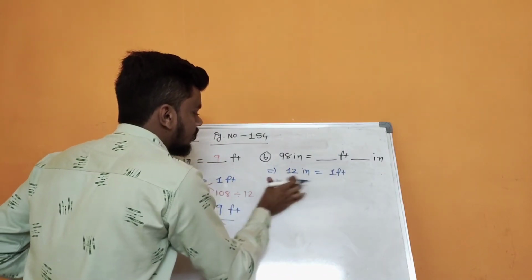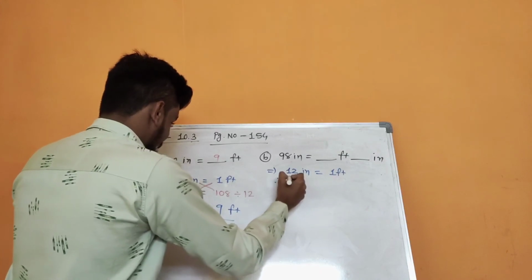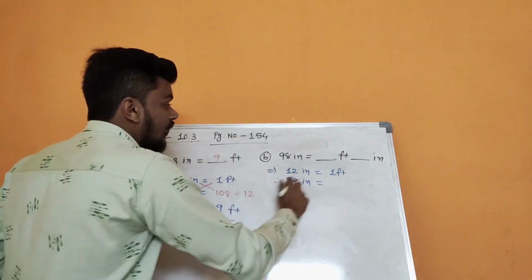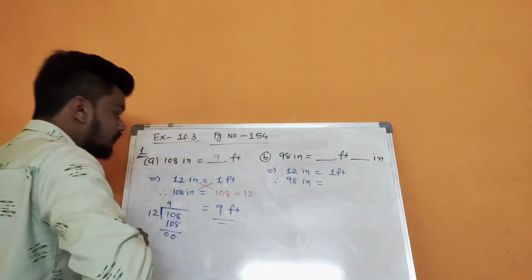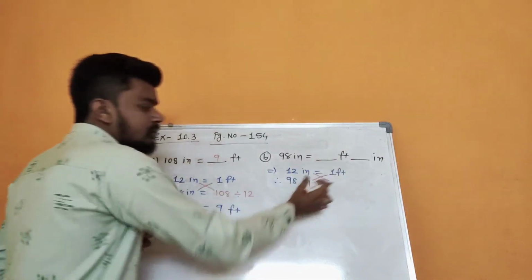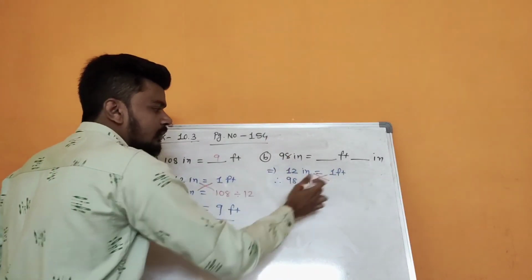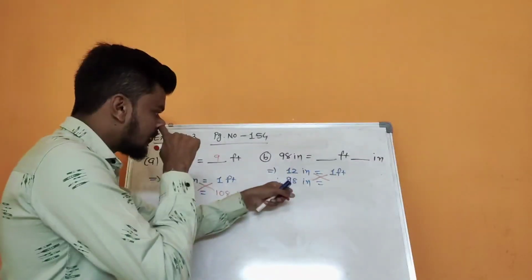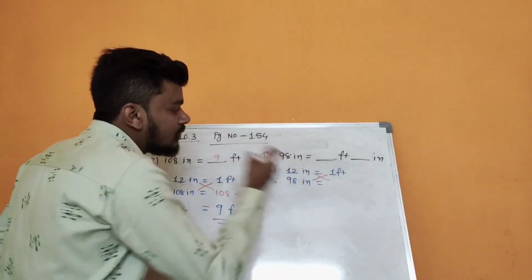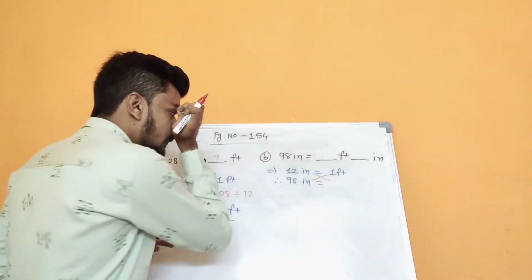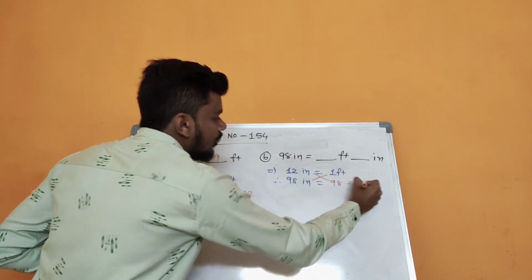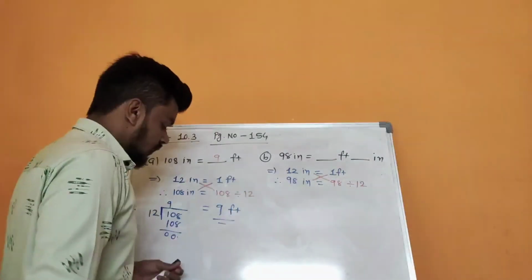Then 98 inch is equal to what? As I said, we have to do cross product. Cross product means cross multiplication. Put a cross in between. The multiplication of these two we will write first. So 98 multiplied by 1 is equal to 98, so no need to write that one. And the 12, the first value, will be divided. So 98 divided by 12. Okay, so now let's do the division.